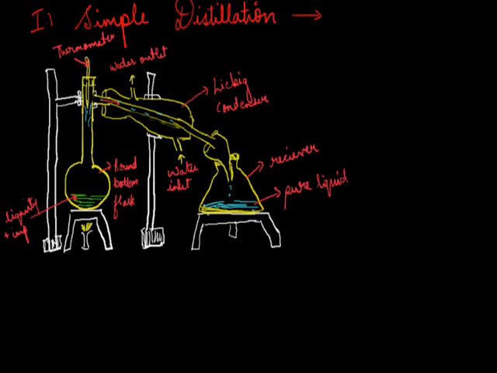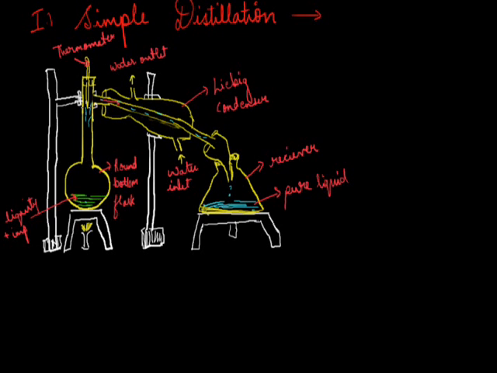When the gases pass through the condenser, the water flowing in through the water inlet makes the system such that heat is transferred from the gas to this water. The water becomes a little hot, and from here the hot water comes out. In this way the gas loses its energy, its heat, and that is why it starts condensing and comes down in the form of liquid, and it is accumulated in this receiver. This is the pure liquid. The impurity is left behind, and only the pure liquid is evaporated. It is vaporized and then condensed.